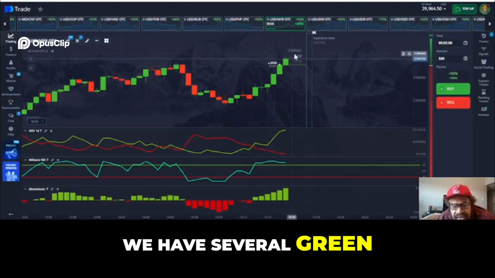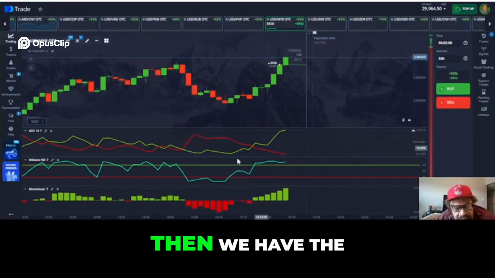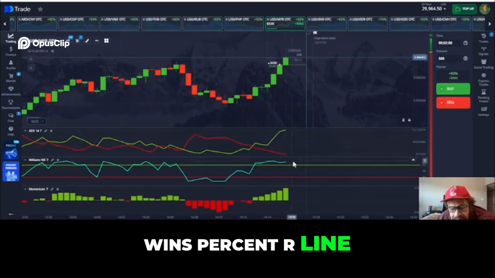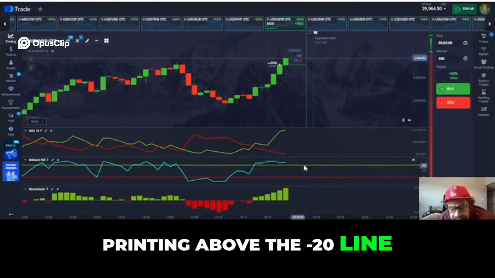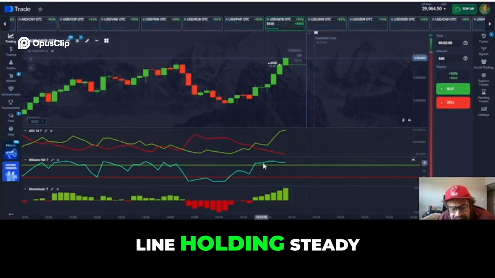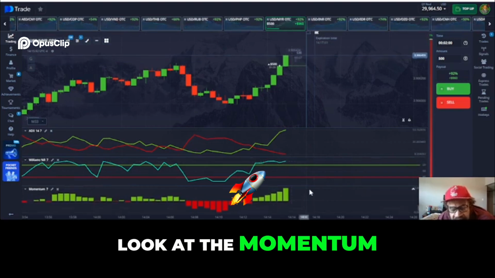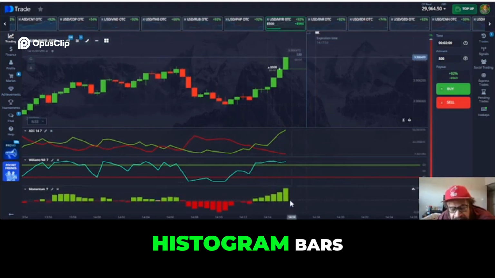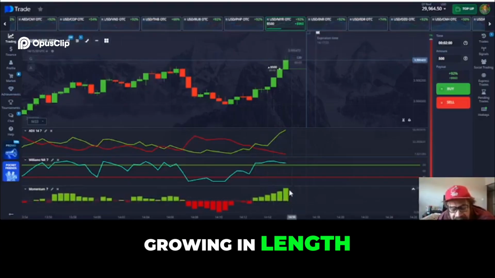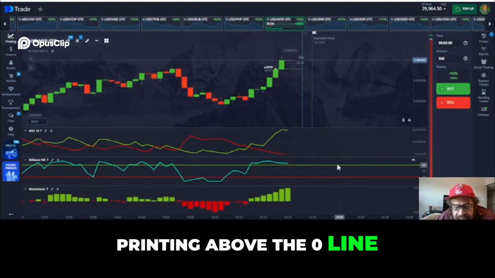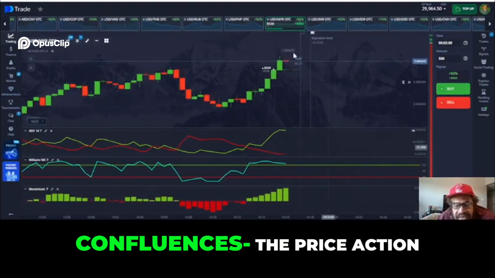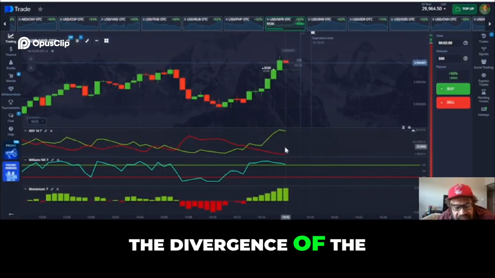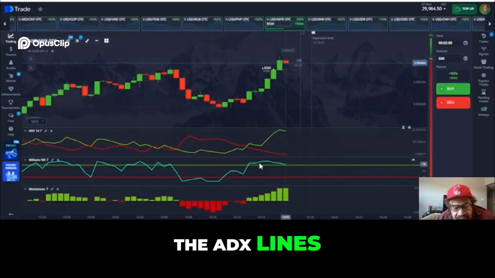We have several green candles printing. Then we have the Williams percent R line printing above the -20 line here, the green -20 line holding steady. And then if you look at the momentum indicator here, it's showing growing green histogram bars growing in length, printing above the zero line.